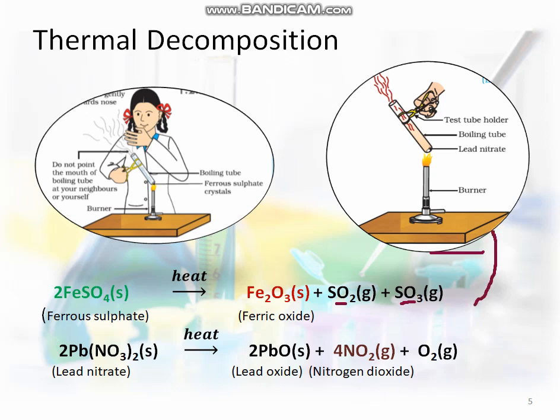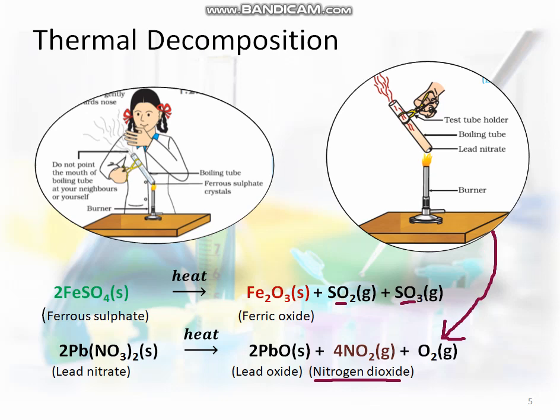Activity number 2. For our second activity, we shall take few lead nitrate crystals in a test tube and heat the test tube. After some time, you will be able to observe emission of a reddish-brown gas in the reaction. The reddish-brown gas is due to the release of nitrogen dioxide.